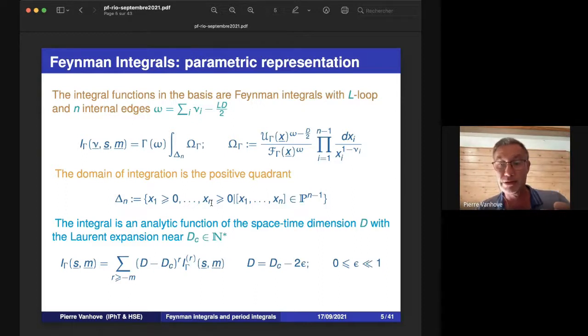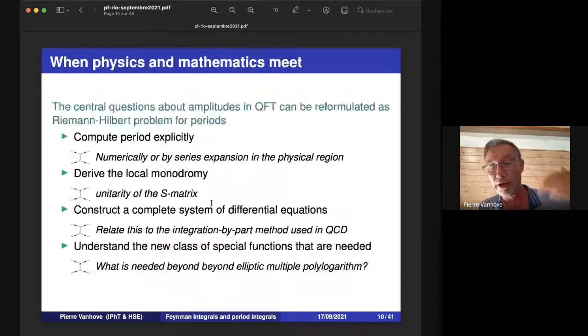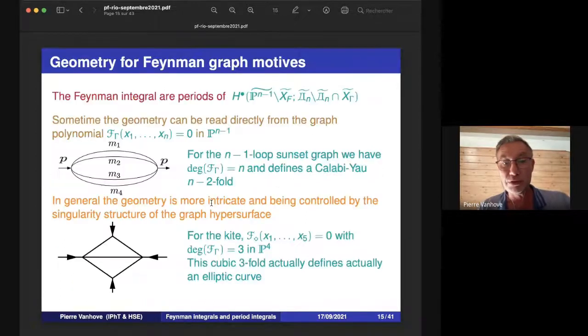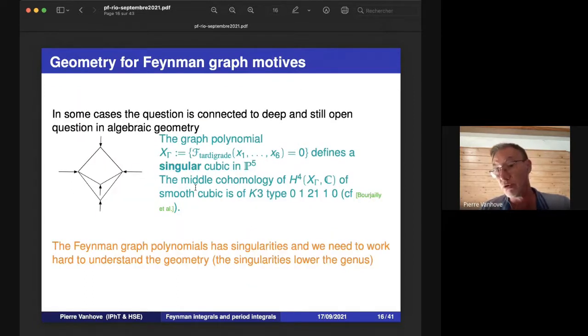So the thing you want to understand is, for n equals 3, when you have the cubic in P2, it is an elliptic curve, so what happens then? When you have a cubic in P^n and n is large, is there something funny happening? What is the relation between the structure of the graph polynomial and the geometry that dictates the variation of mixed Hodge structure? And it is important to have control of the singularities.